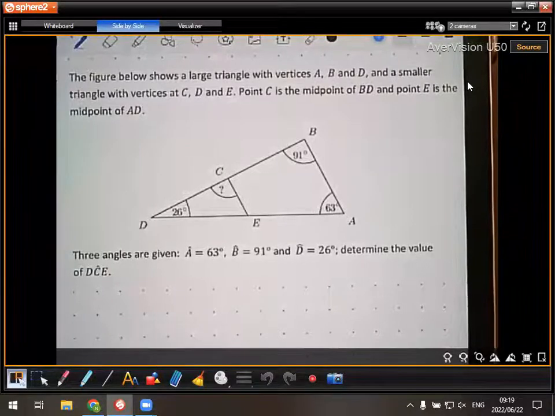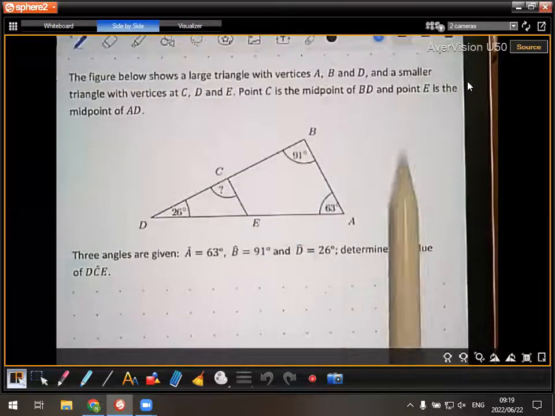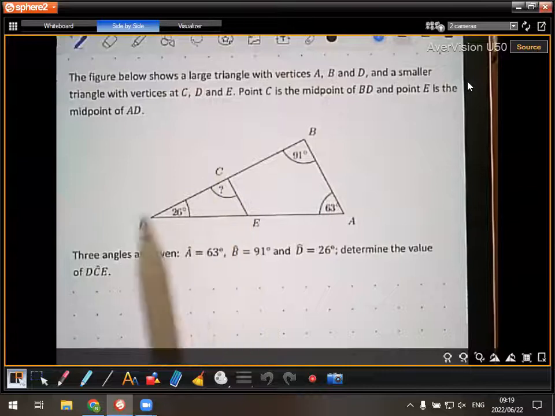The figure below shows a large triangle with vertices A, B, and D, and a smaller triangle with vertices at C, D, and E. So they're basically talking about this larger triangle, and then they have the smaller triangle here. Point C is the midpoint of BD, and point E is the midpoint of AD. So they're giving us some information there, which will come into account.